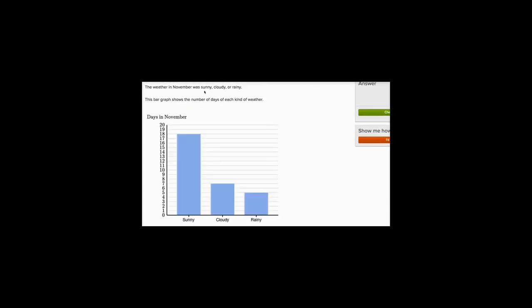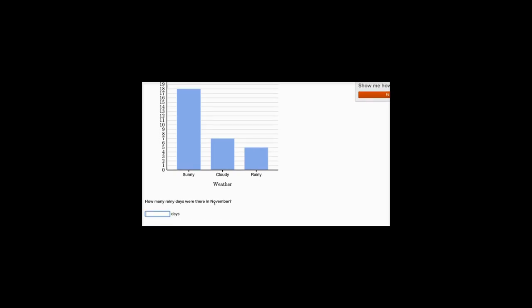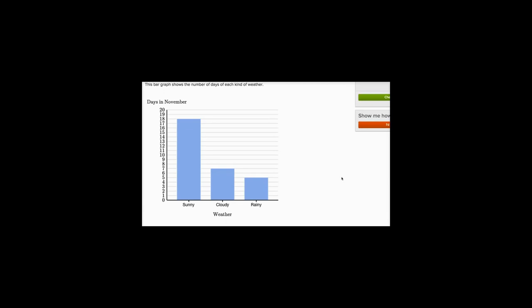The weather in November was sunny, cloudy, or rainy. This bar graph shows the number of days of each kind of weather. All right. So we have 18 sunny days in November. We have 7 cloudy days in November. And we have 5 rainy days in November. How many rainy days were there in November? Well, I just said it. Look at the rainy category. This bar graph shows us it goes all the way up to 5. There were 5 rainy days in November.